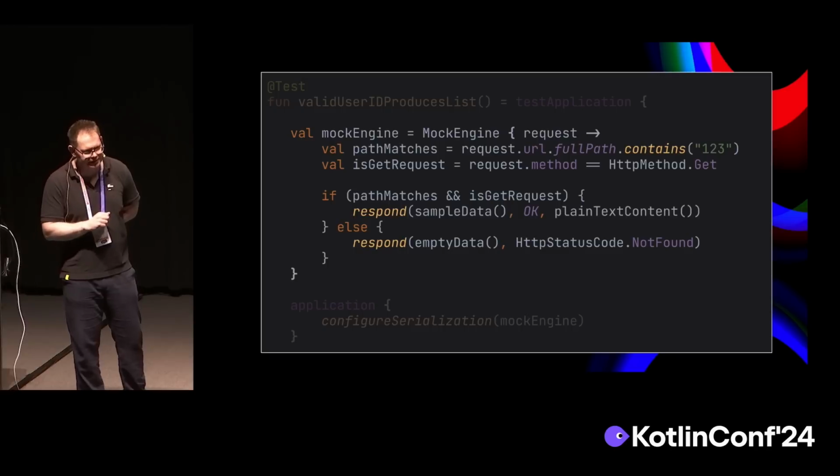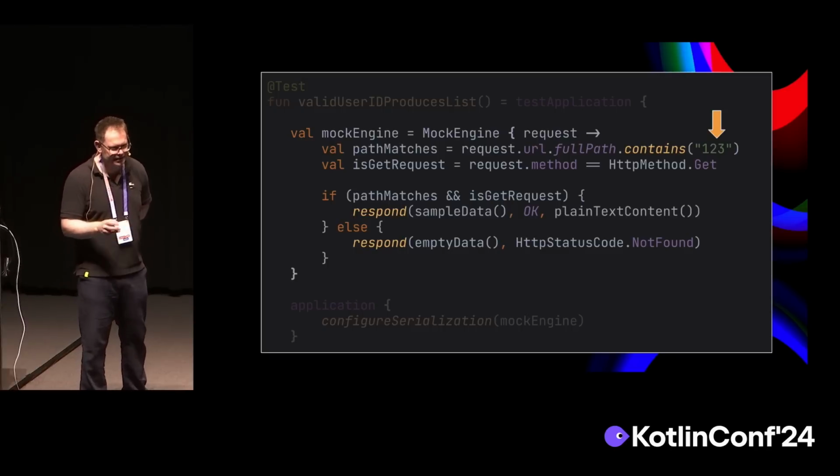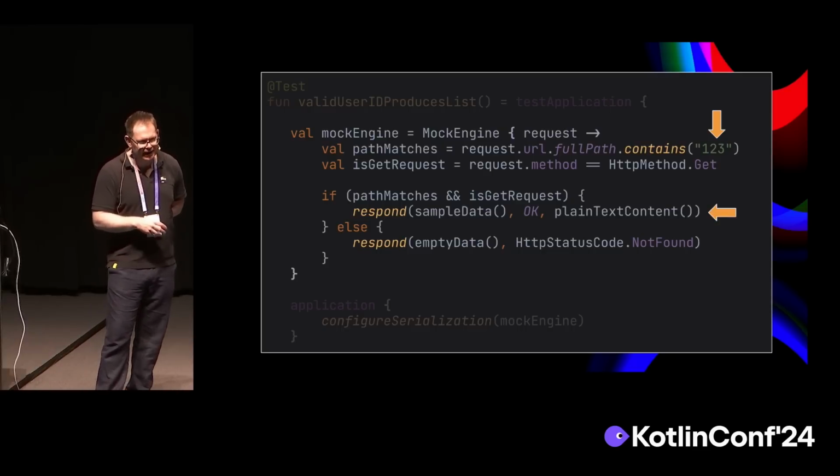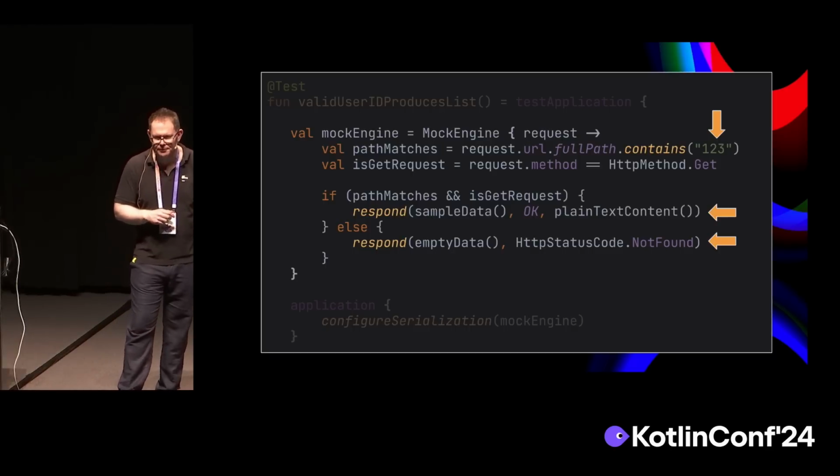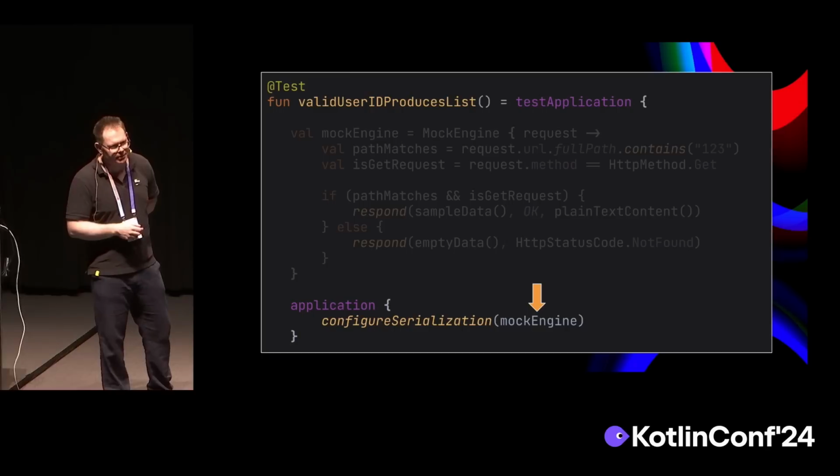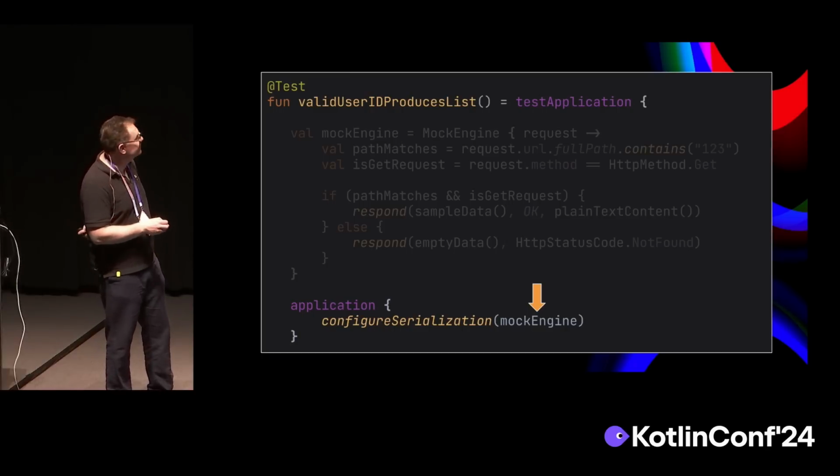So I'm saying mock engine, brace, brace, and a request is coming in. I'm just going to check that the path contains 1, 2, 3, and as long as it's a GET request, well, then we'll respond with the sample data that we read from the file. Otherwise, we'll just return a 404. Having written this mock engine, I can then use it in the usual way.